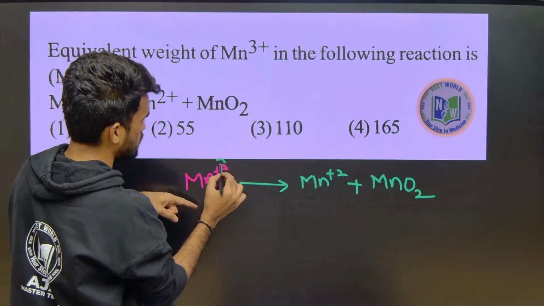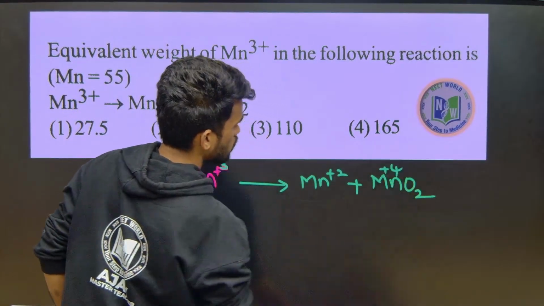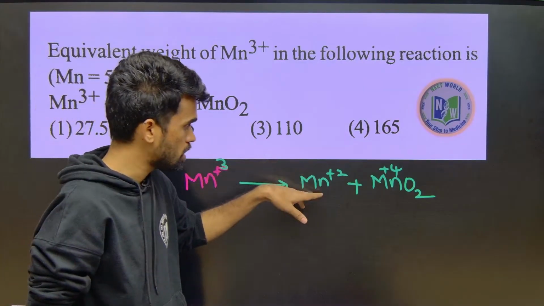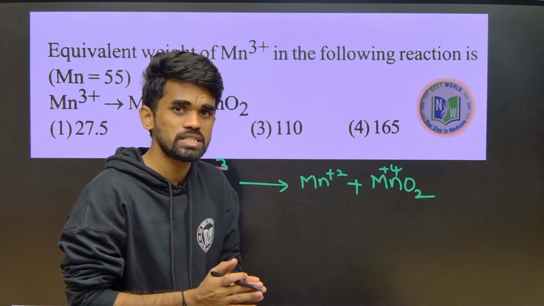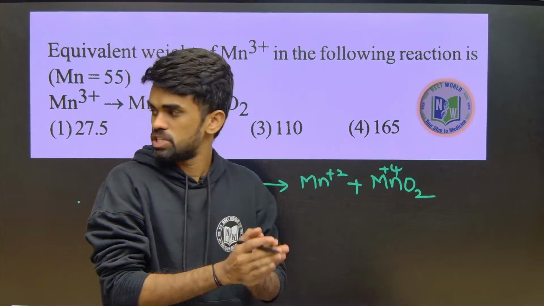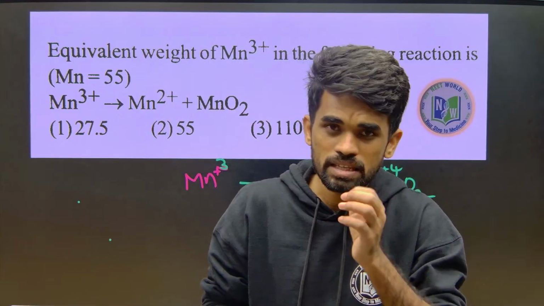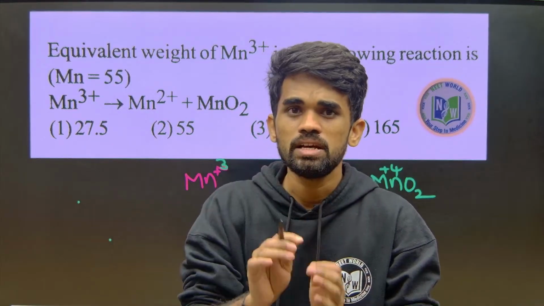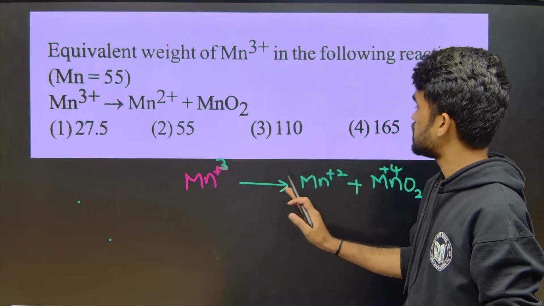See, plus 3 is converting into plus 2 and plus 4. So the same element, the same ion, is undergoing reduction as well as oxidation simultaneously. So these kinds of reactions are considered to be disproportionation reactions. What happens in disproportionation reactions? The same element or same ion undergoes oxidation and reduction simultaneously.